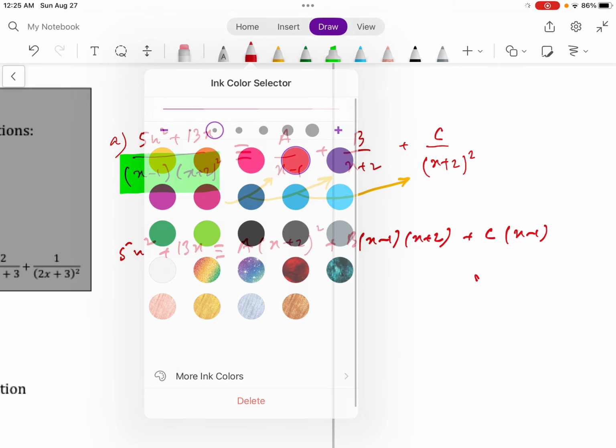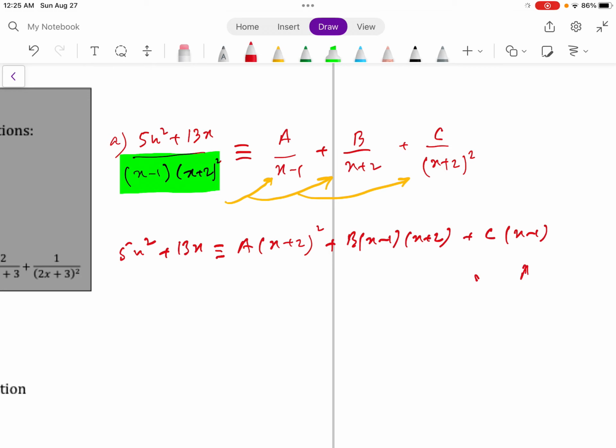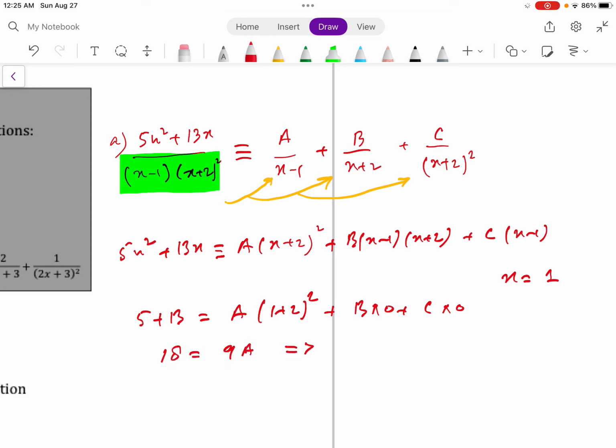I'll start with x equals 1. When I plug in 1 into it, I get 5 plus 13 equals A times 1 plus 2 squared, B times 0, C times 0. So this gives us the A value. So 5 plus 13 is 18 equals 9A. This gives you the A value, which is 2.